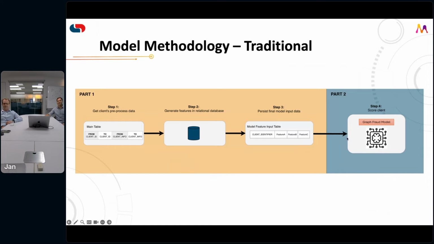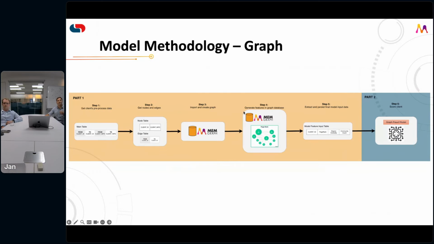So now that we can lie back and relax, part 2 comes, and this is where you will use your table and the features that you engineered in your model to train on, and this model will give a score of some sort. Now that we've covered the traditional approach, we said, okay, how can we make this a bit more interesting? And this is where we started going to graphs.